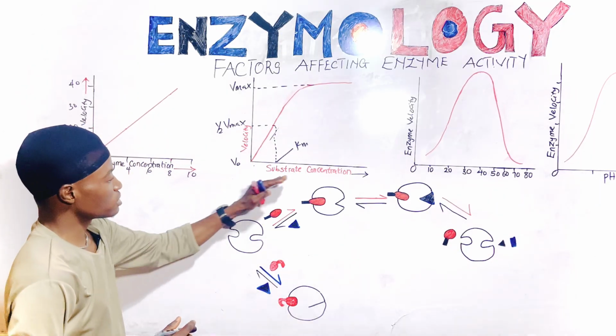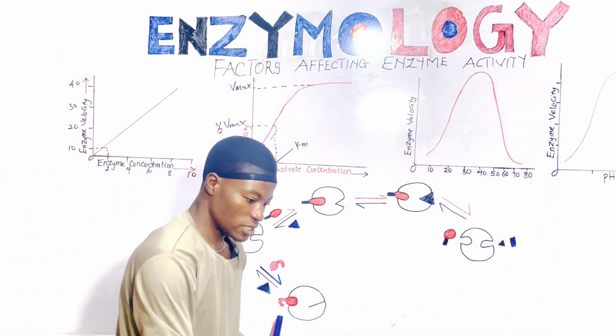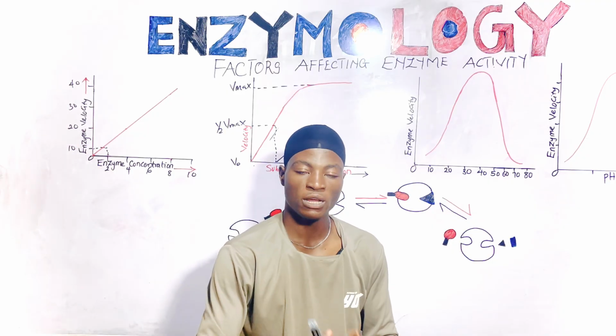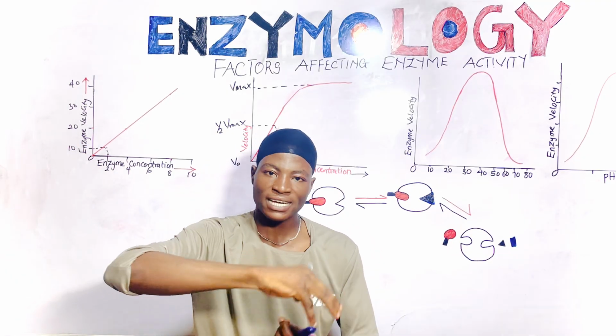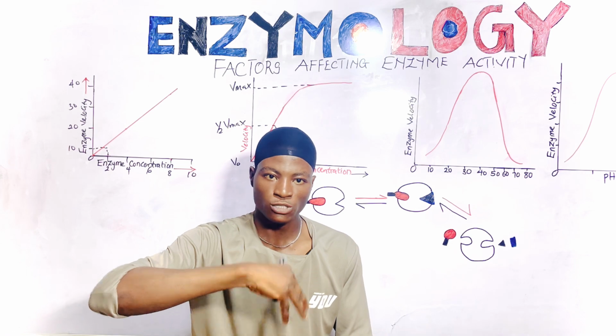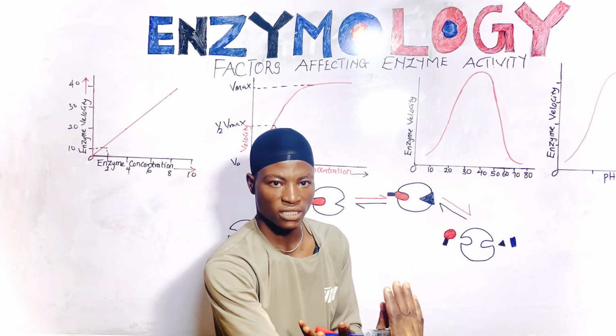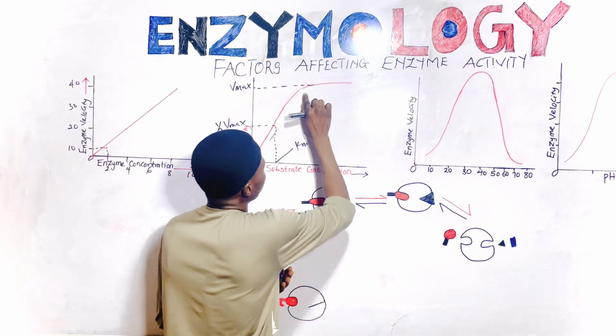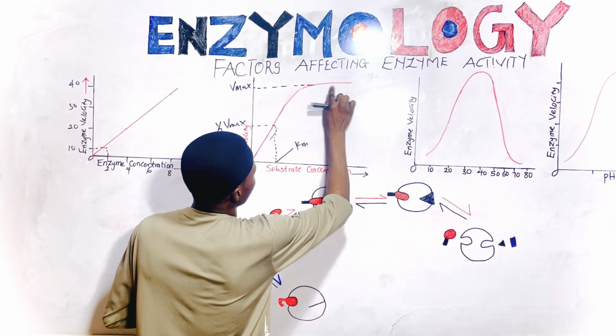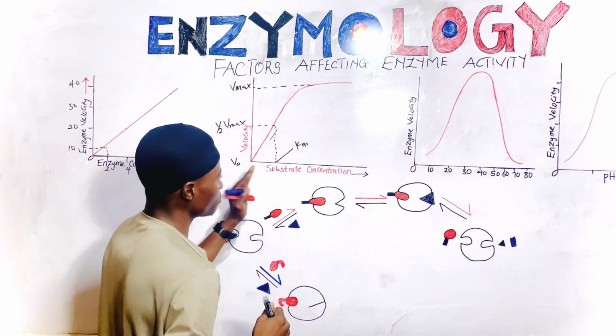So one thing about substrate concentration is that an increase in substrate concentration will increase the velocity of the enzyme, or let me simply say the velocity of the reaction, right? But once the active site is already occupied, due to the increase in substrate concentration, then the velocity will remain constant, and that's why we have something like this, right? So that's it about substrate concentration.